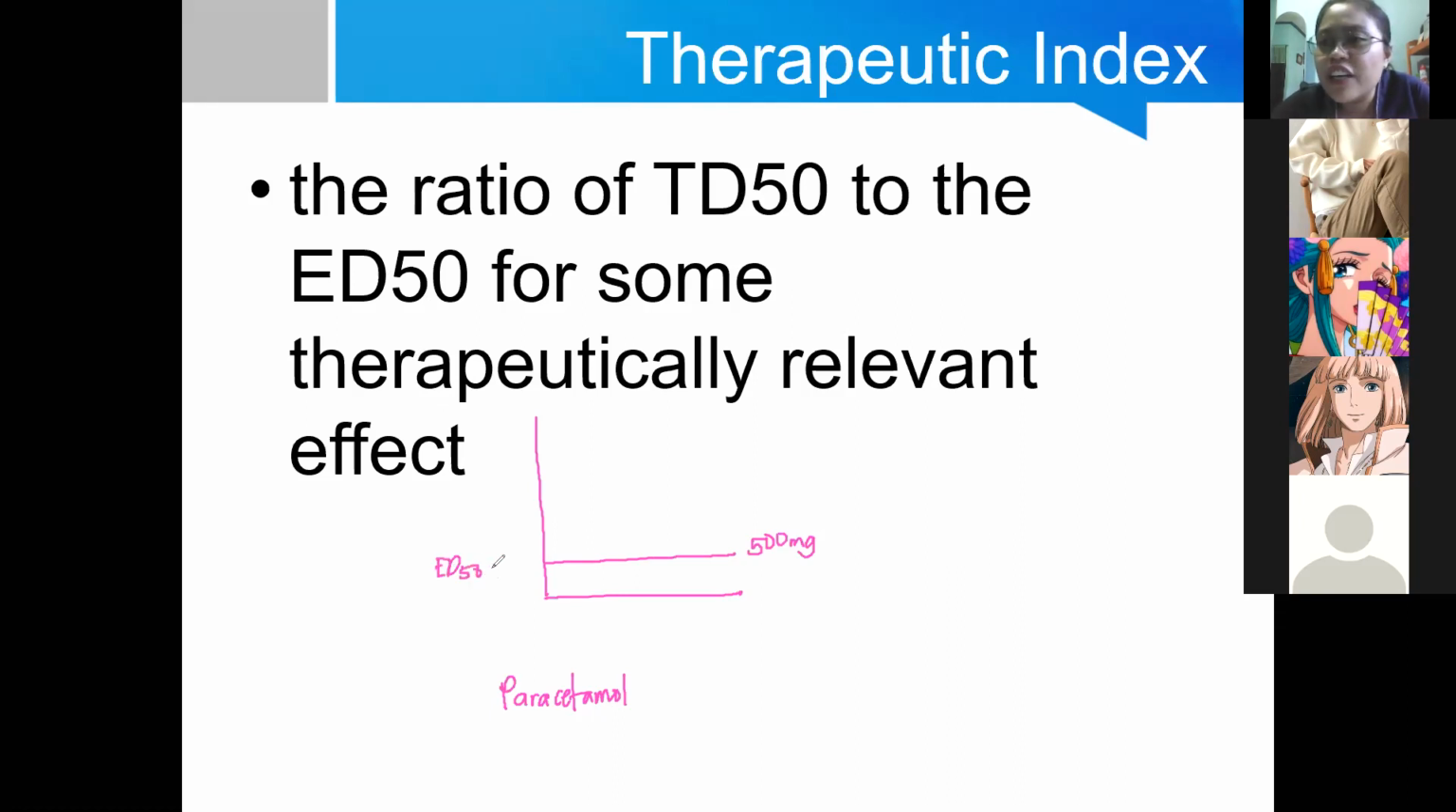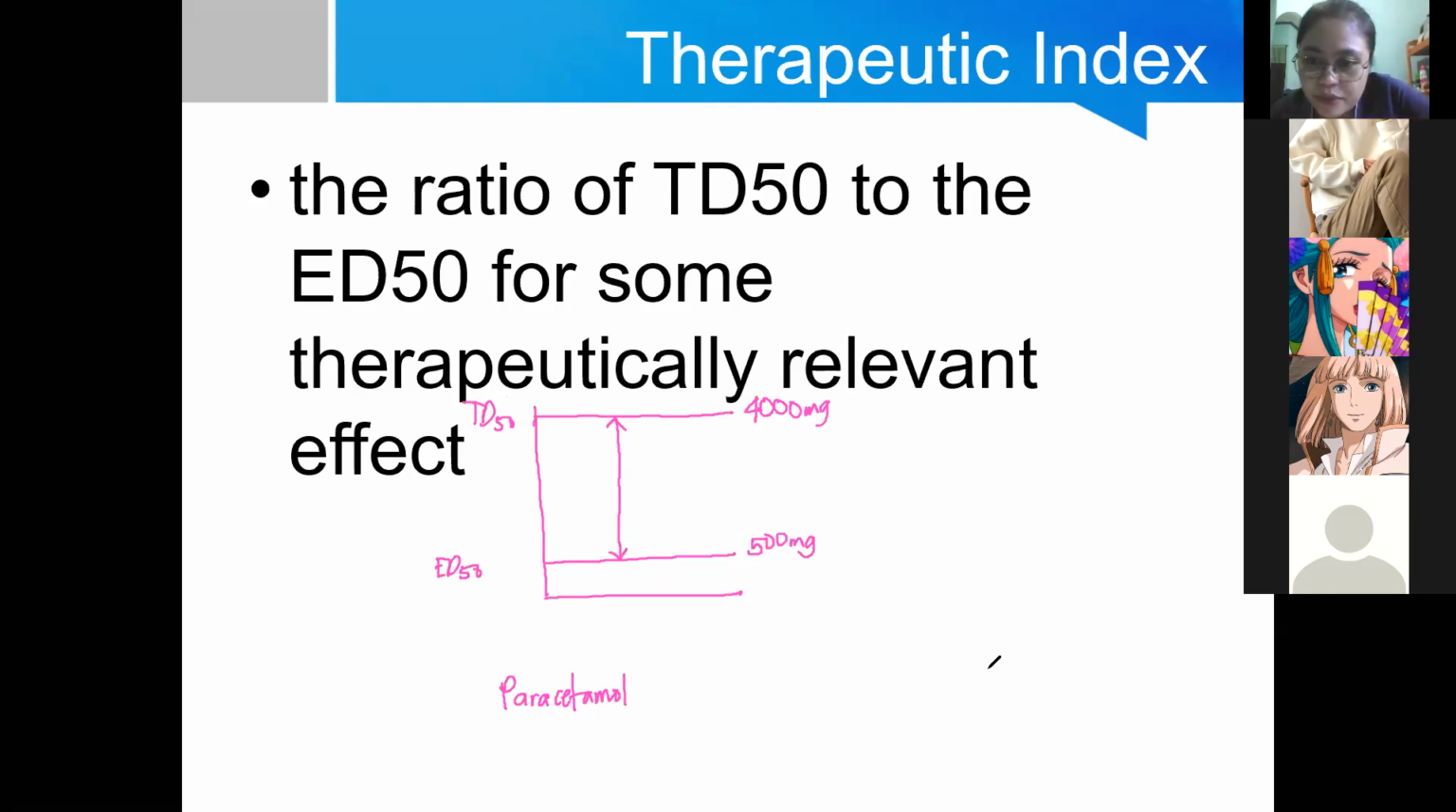Unsa ito kung ingon nga toxic dose sa atong paracetamol? Na-mention ako to last time, di ba? Okay, very good. It's 4,000. So, maybe 4,000 is somewhere here. 4,000 milligrams. That's the TD50. Now, this one here is the therapeutic window or the therapeutic index.